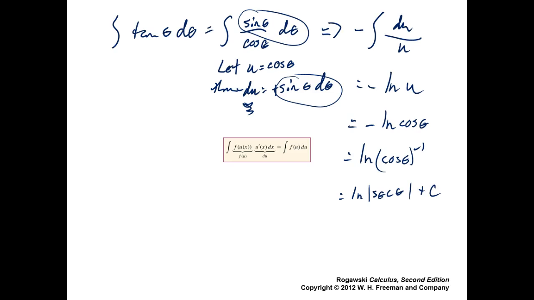Actually, I do like my form just a little bit more than theirs, because you can take care of this by putting absolute values here, but you see, cosine theta could still be 0, and you can't take the log of 0. Secant theta is never 0, so you eliminate that. So that's why this answer.